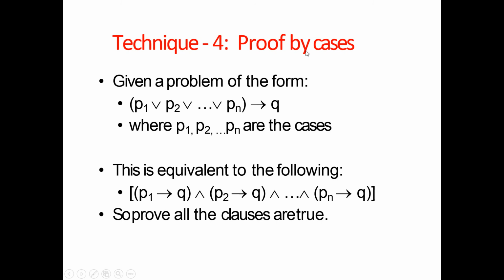Technique 4. Proof by cases. In such problems, we are given a statement of the form P1 or P2 or up to Pn implies Q. There are different cases. P1 is case 1, P2 is case 2, up to Pn is case n, and all these imply Q. This is equivalent to the following statement: P1 implies Q and P2 implies Q and up till Pn implies Q. So prove all the clauses are true in order to prove this statement to be true.